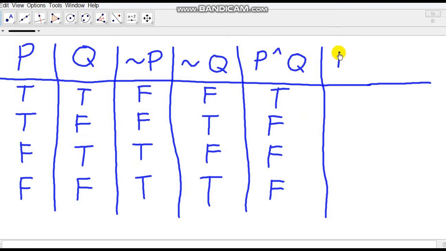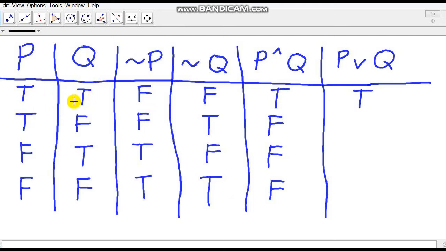It would be different for disjunction. So P or Q. For the disjunction P or Q to be true, either P or Q must be true. Otherwise, it is false. The only requirement is that one of them must be true. In this case, P is true, Q is true. Therefore, P or Q is true, since both of them are correct.